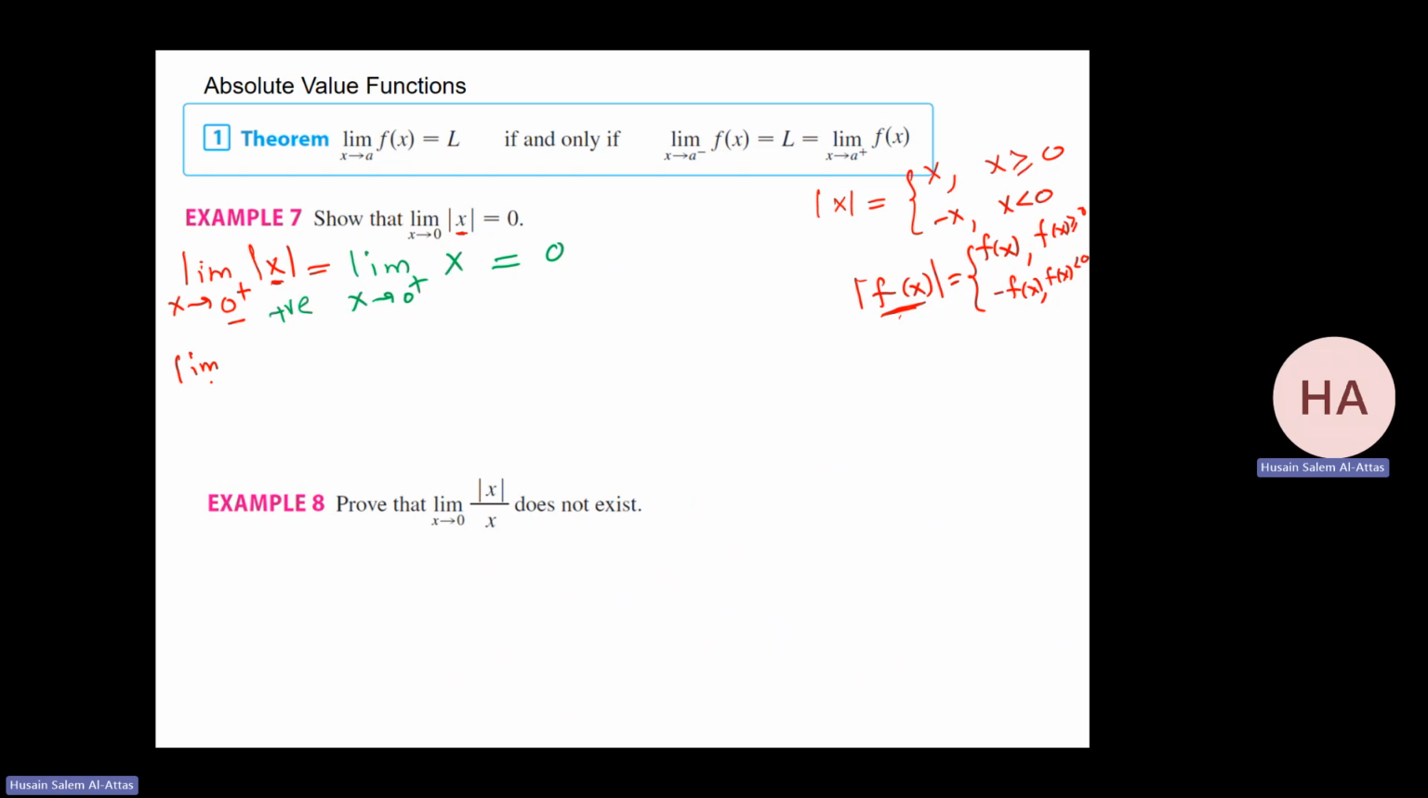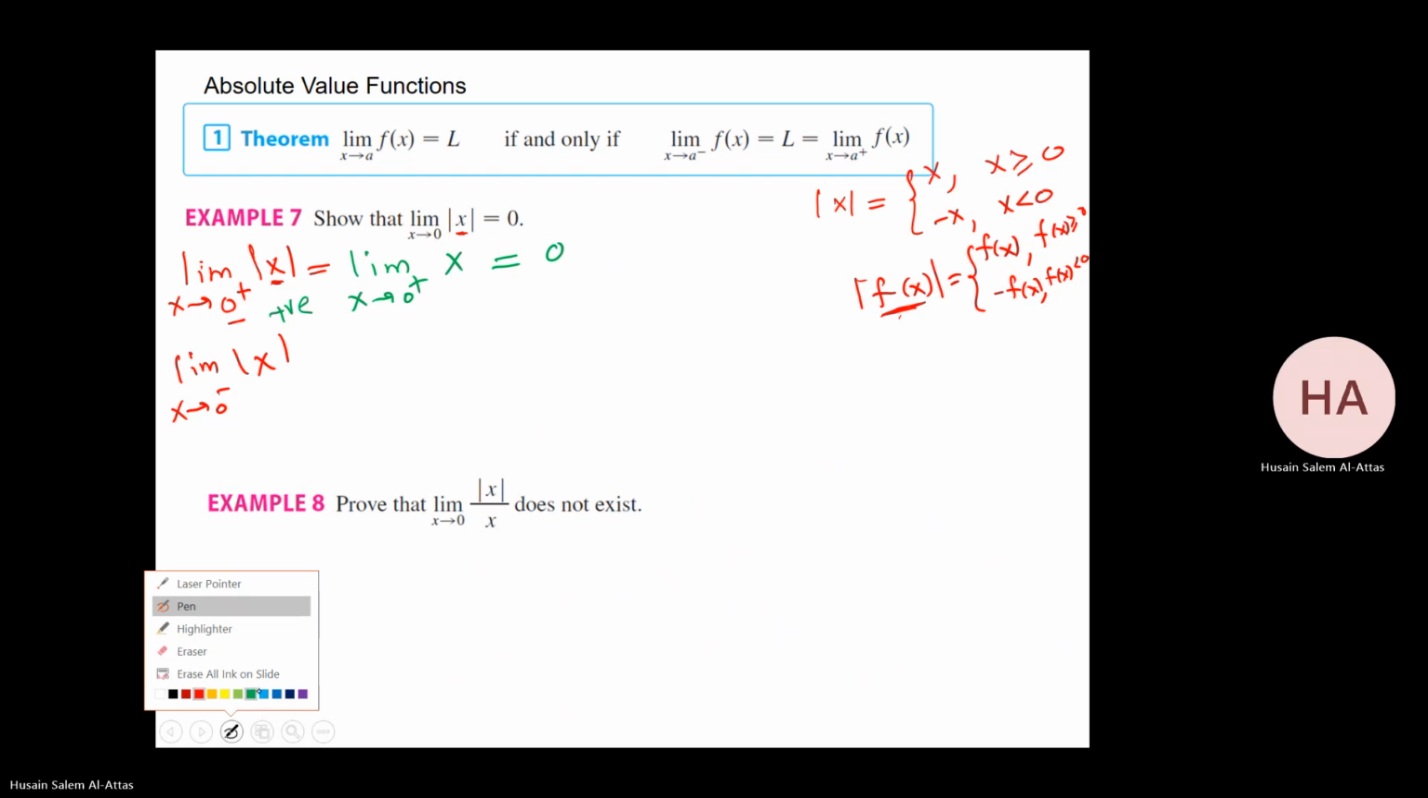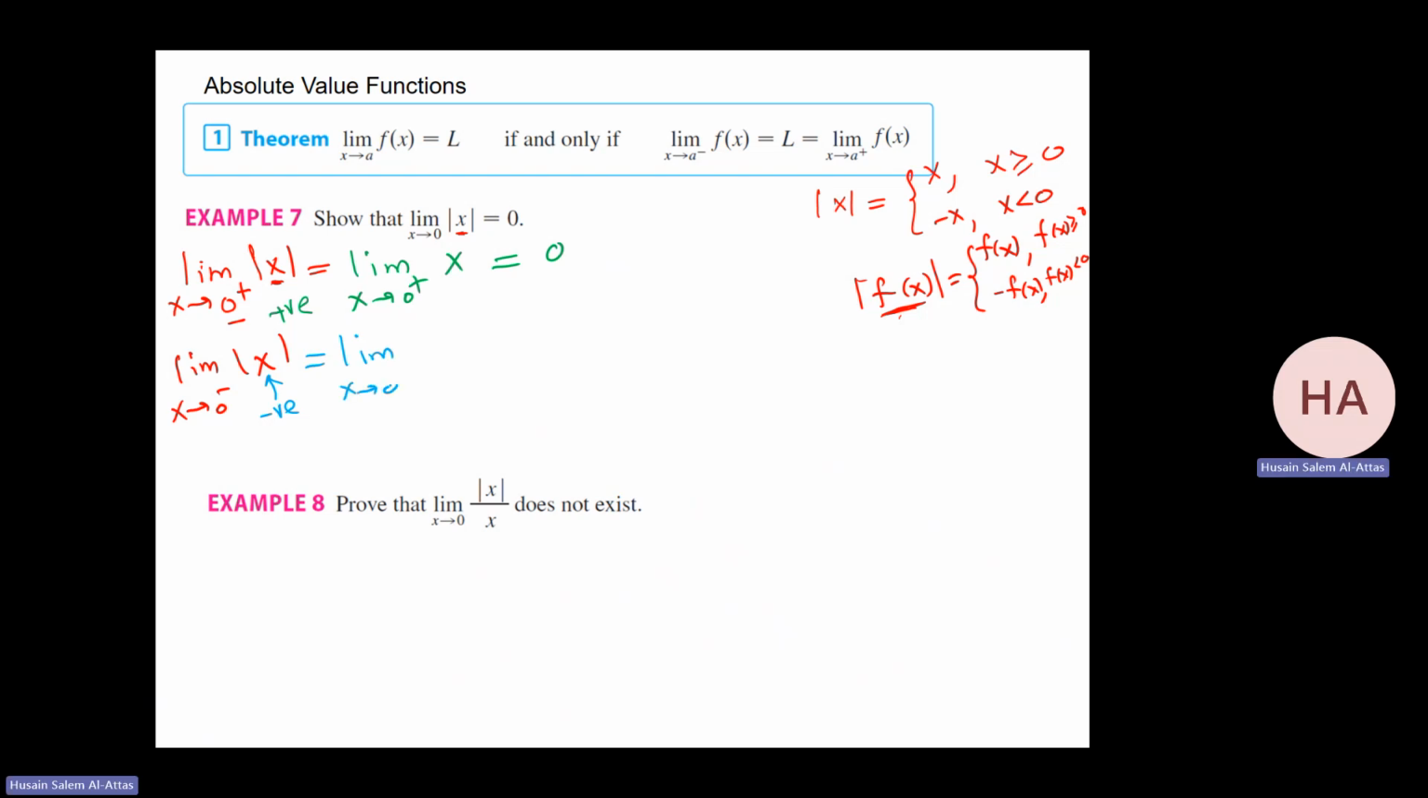Now, if I do the limit as x goes to 0 from the left, I'm dealing with 0 from the left, which means minus 0.001. So this will be a negative value. When I take it out, it goes with a minus sign, minus x. Now substitute, we are getting the same answer, 0. So that means the limit as x goes to 0 of the absolute value of x will be 0, because right equals left.